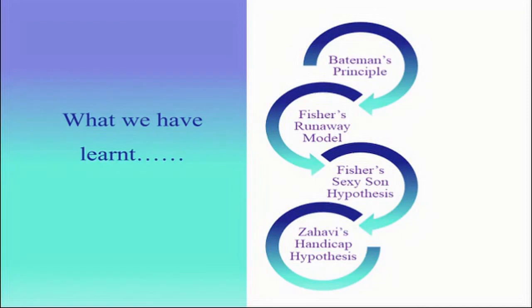And Zahavi's handicap hypothesis gives the explanation that if there are some extravagant characters, these characters need very good effort to maintain, and this capacity, this ability of the male to maintain such a character is a kind of honest signal that it has some good genes. That is the criterion of mate selection by the female. So I think you can correlate these hypotheses with the previous lesson, and you have understood how mate selection takes place in animals. Thank you.